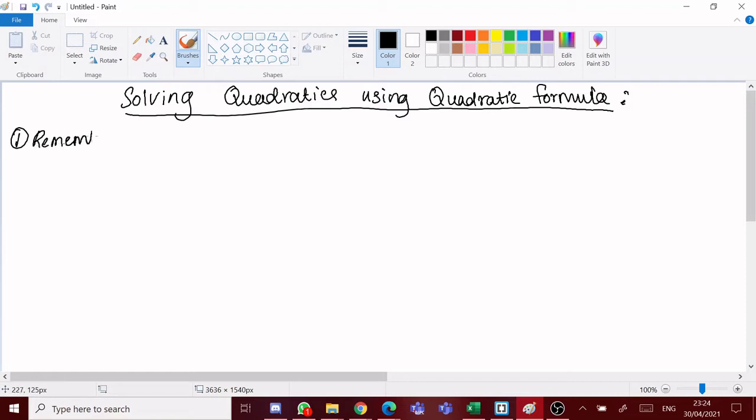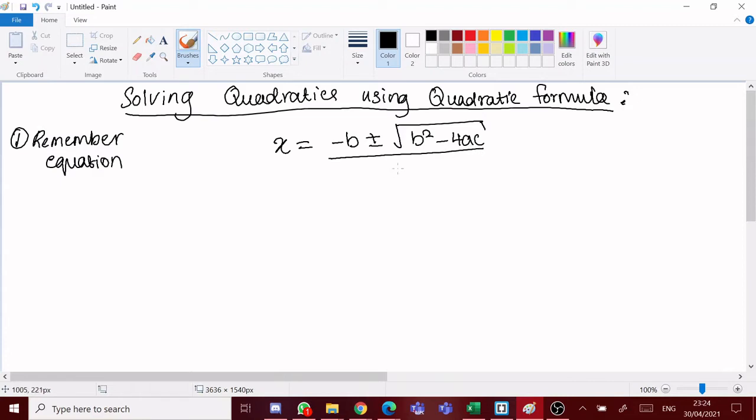remember the equation. So note this down, you wouldn't get this in an exam, so make sure you fully remember this equation. So x is equal to minus b plus minus square root b squared minus 4ac, everything over 2a. So let me just highlight that fully because this is very important that you remember this formula.